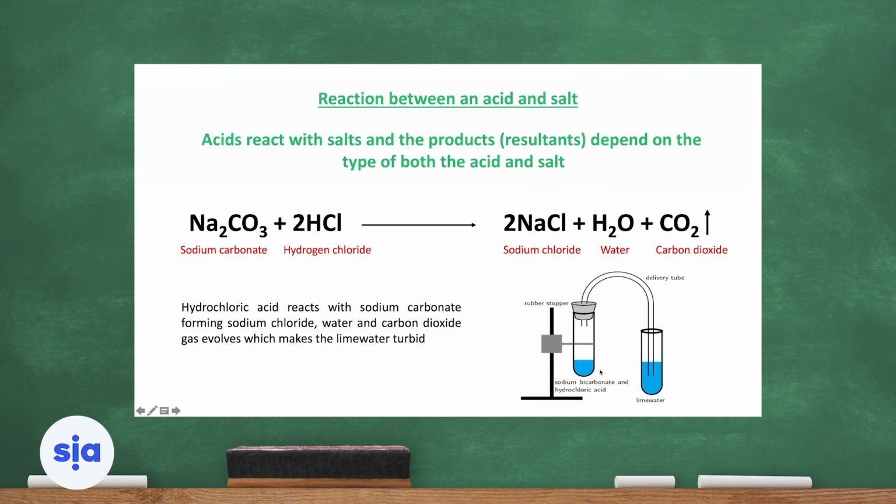Can you see this picture? This is a test tube containing sodium bicarbonate, and we will add hydrochloric acid to it. Then they will react together, forming sodium chloride, water, and carbon dioxide gas. This carbon dioxide gas, we can detect it with lime water. It will make the lime water turbid.